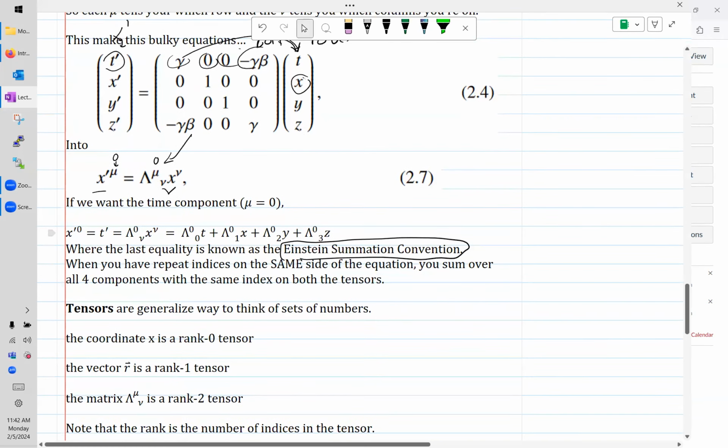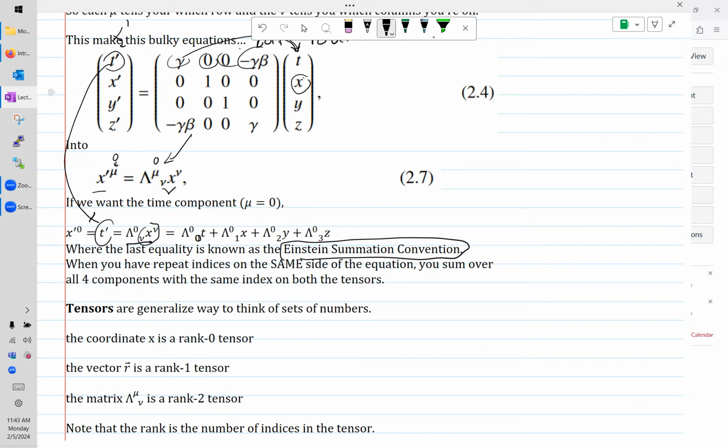The example is down here. If I want to calculate what x prime 0 is, which is actually the t coordinate, the time prime coordinate, it turns into this equation. What you do with these two different nus is take nu equal to 0 and multiply it by this x0, which is actually t, and then you multiply lambda 0, 1, which is nu equals 1 now, by x1. That's not a prime; x1 is actually x. And so on, this will be x2, and this will be x3, which is the z coordinate.